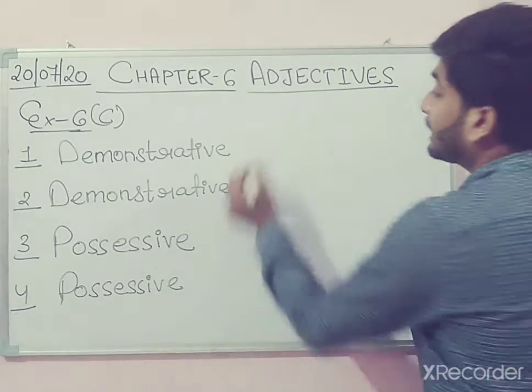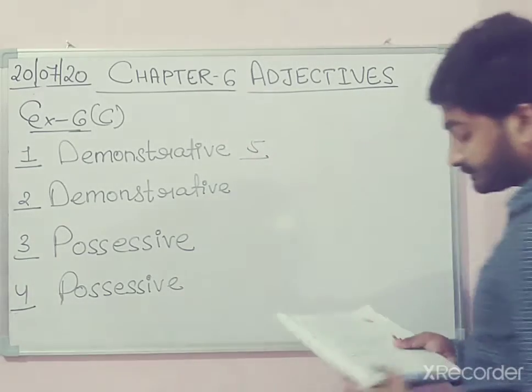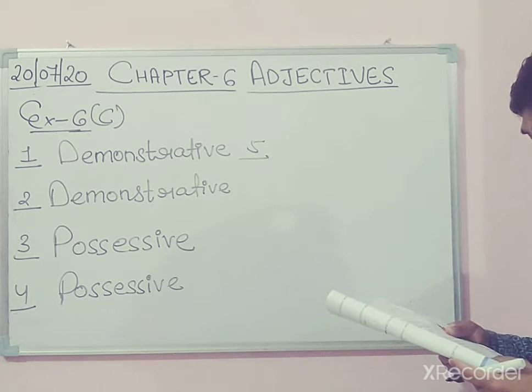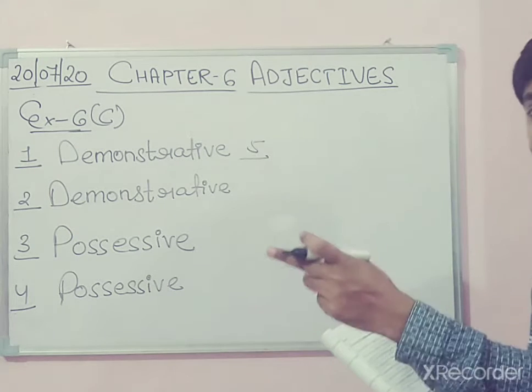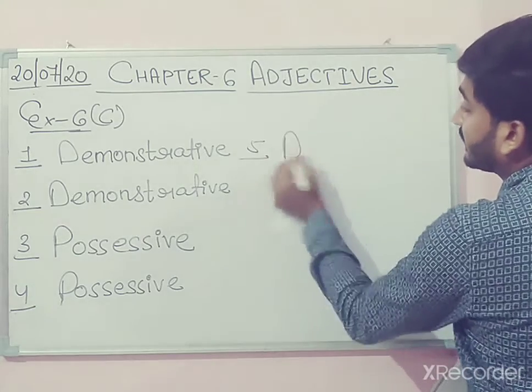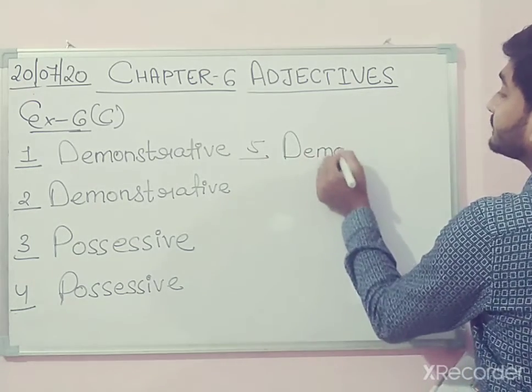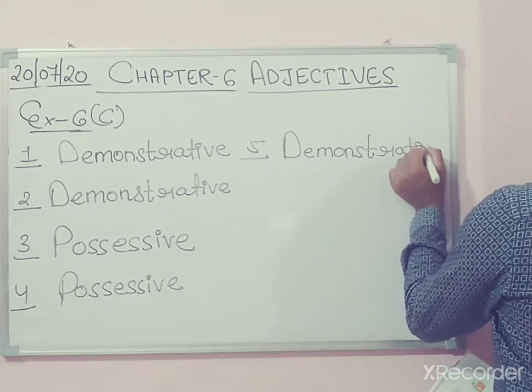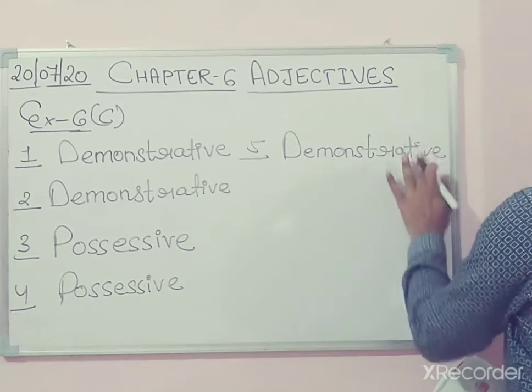Okay. Number 5 is: These flowers are in need of water. These flowers, pointing out, that means demonstrative. Underline these, and we are using these here for the noun flowers.